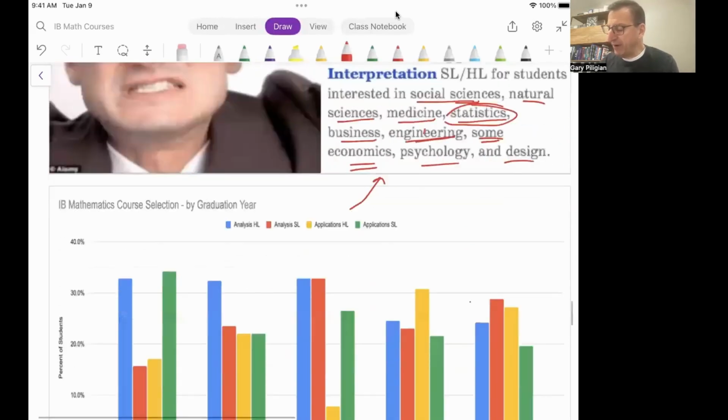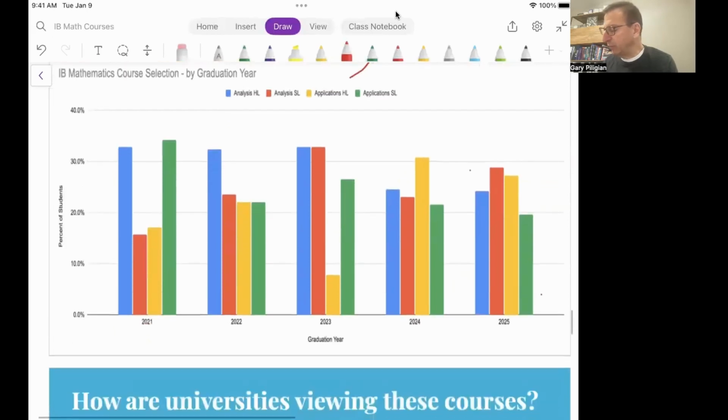So what have our students chosen at WIS? I thought this was kind of interesting because it jumps around, right? The very first year, I was surprised by these numbers, right? We had the most number of people taking both analysis HL and applications SL. That's weird, right?